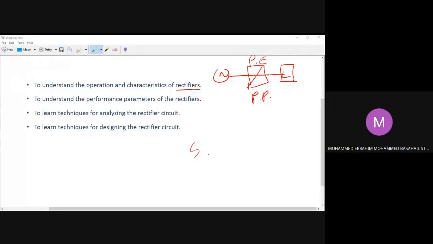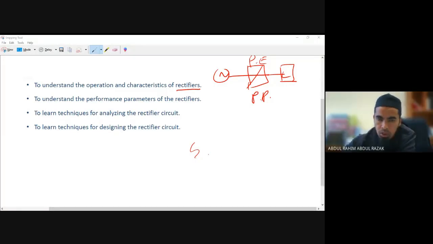Yes, doctor, because some students asked. Can you see my snipping tools tab? Yeah, yes. Now everything is clear. Yes. Okay, thank you.